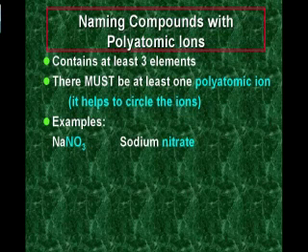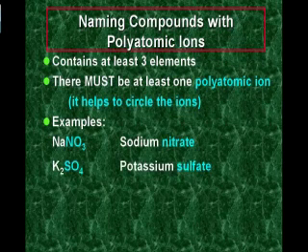So the first example there is NaNO3. Na is sodium. Notice the compound has 3 elements, so chances are there's a polyatomic ion in there. And indeed, NO3 is a very common polyatomic ion, and it goes by the name of nitrate. So that compound would very simply be sodium nitrate. Now the second one here, notice again, 3 elements in the compound. The K, of course, is potassium. SO4 is sulfate, so we would call that compound potassium sulfate.